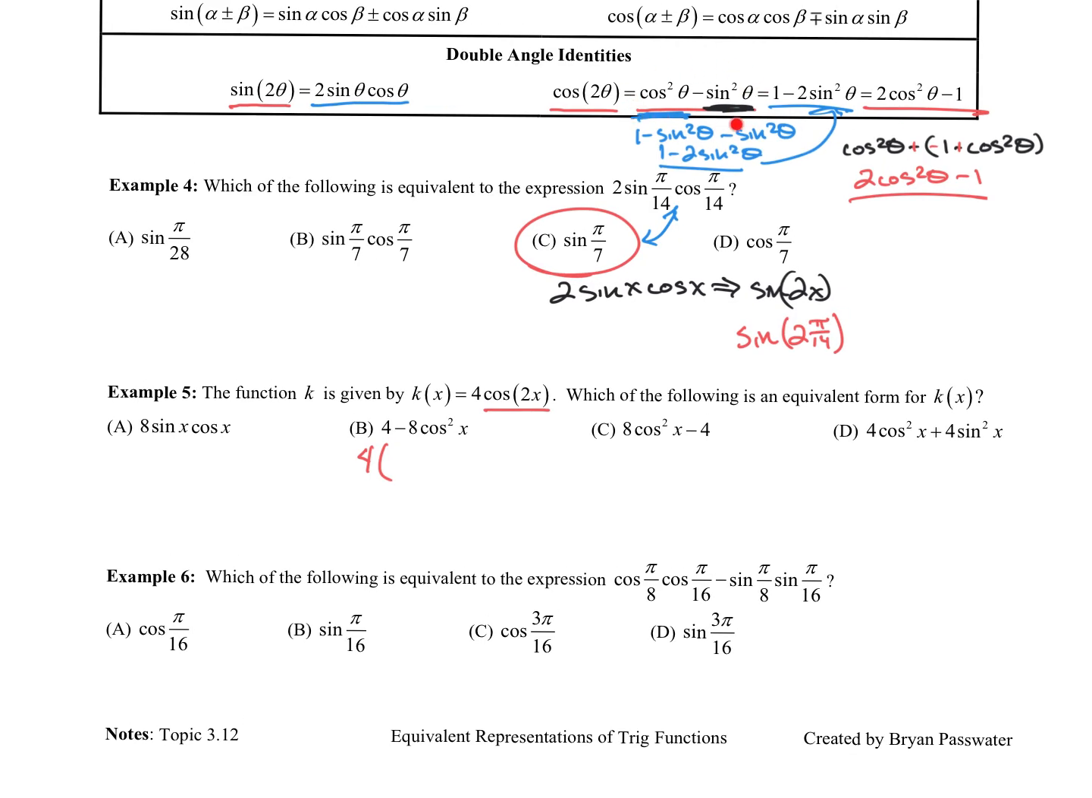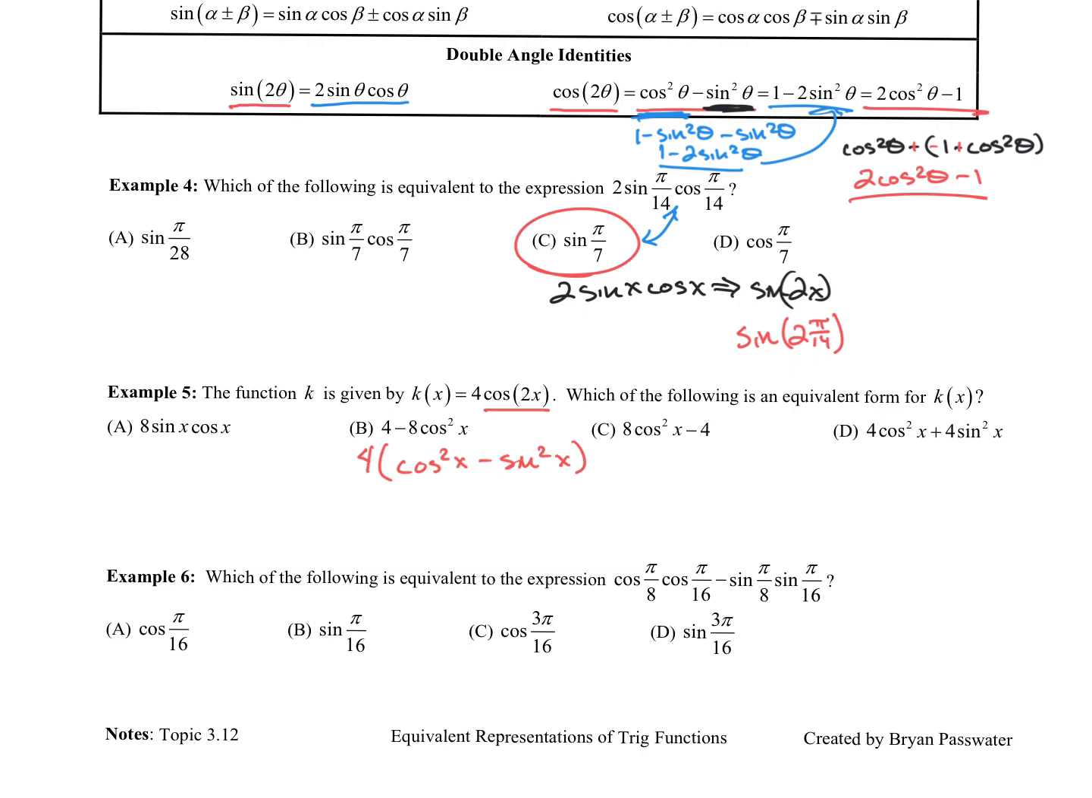Cosine squared theta minus sine squared theta. And so this is the same thing as 4 times cosine squared x minus sine squared x. All right. Now, do any of my answer choices match up with that one? No, they don't. So we need to manipulate it a little bit further. And so what could we change?